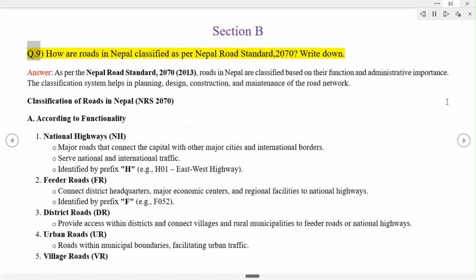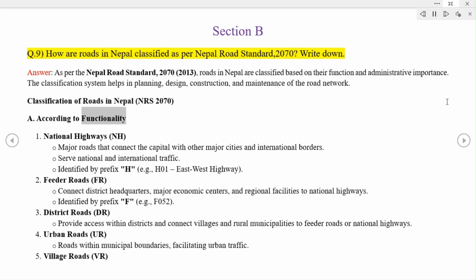9. Question: How are roads in Nepal classified as per Nepal Road Standard 2070? Write down. Answer. As per the Nepal Road Standard 2070 (2013), roads in Nepal are classified based on their function and administrative importance. The classification system helps in planning, design, construction, and maintenance of the road network. Classification of roads in Nepal, NRS 2070.